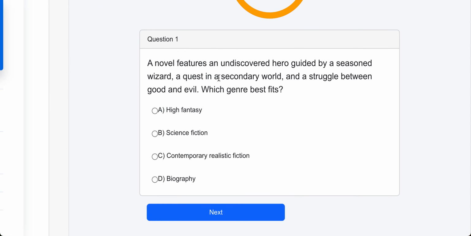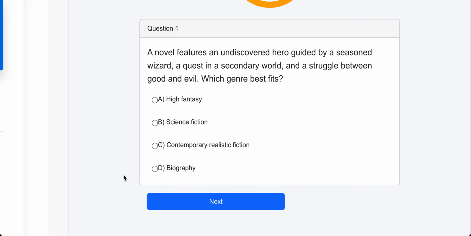I am going to read the question aloud, give you time to select the correct response, and then we'll go over the best answer together. Now, here we go. Question 1, this reads, a novel features an undiscovered hero guided by a seasoned wizard, a quest in a secondary world, and a struggle between good and evil. Which genre best fits? Take a moment here to have a look at the answer options and select the best one.